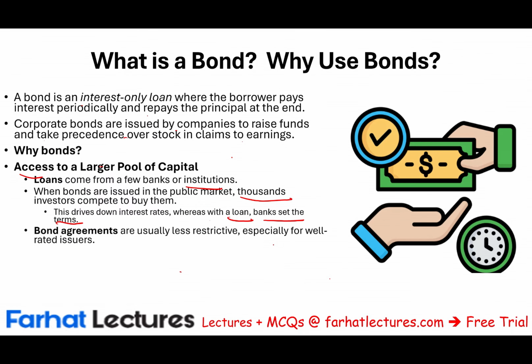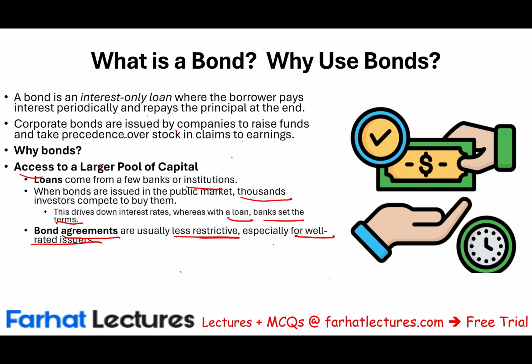Also, bonds come with a bond agreement. They are usually less restrictive, especially for a well-rated issuer. Remember, who sets the agreement? You set the agreement. Whether the lender wants to give you money or not, that's a different story. But usually with a bank, the bank sets the agreement. Here you are setting the terms.